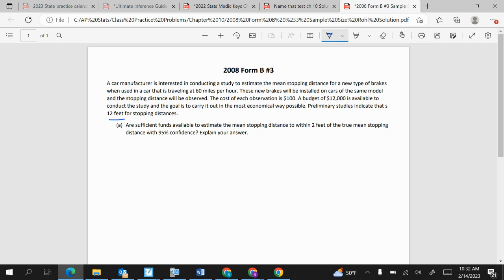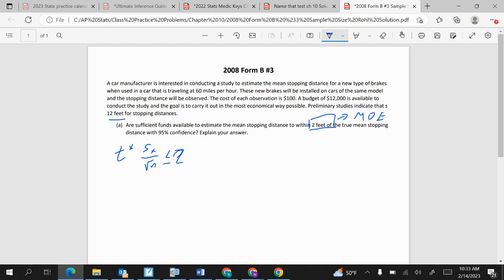Are there sufficient funds available to estimate the mean stopping distance within 2 feet of the true mean stopping distance? So this 2 feet, that is your margin of error, because you want to be within 2 feet of the mean. So let's go ahead and set up our equation. We know our margin of error is t star times s sub x over square root n. We want that to be less than or equal to 2.